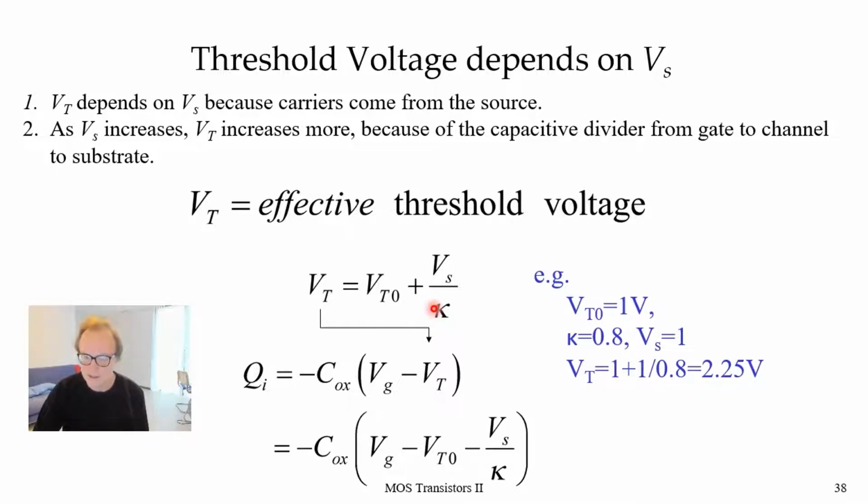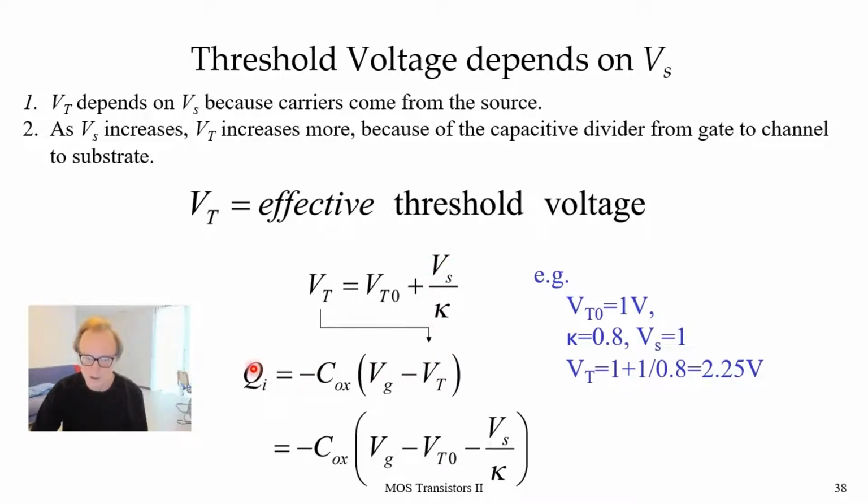So that means if VT0 here, the built-in threshold voltage, is 1 volt and kappa is 0.8 and Vs is 1 volt, the source voltage, that means the actual threshold is going to be 1 plus 1 over 0.8, which is 2.25 volts. This is a threshold voltage relative to ground, right? So all this says here is that this threshold voltage defines the VT that you put in VG minus VT. Now the Vs is built into the threshold voltage.